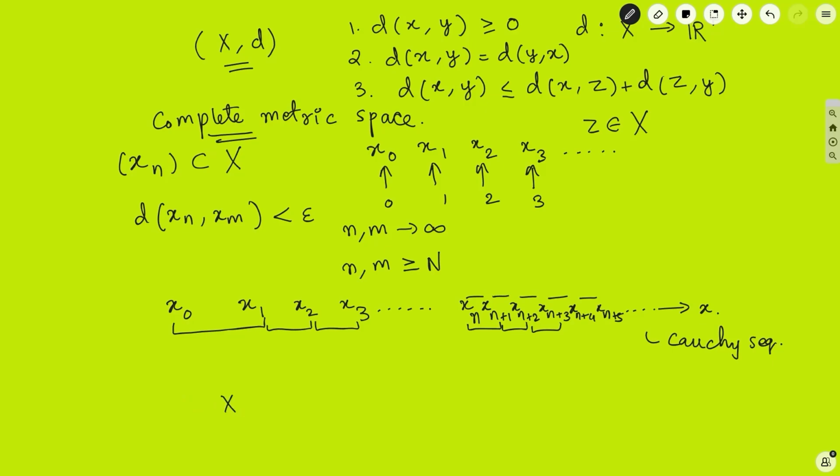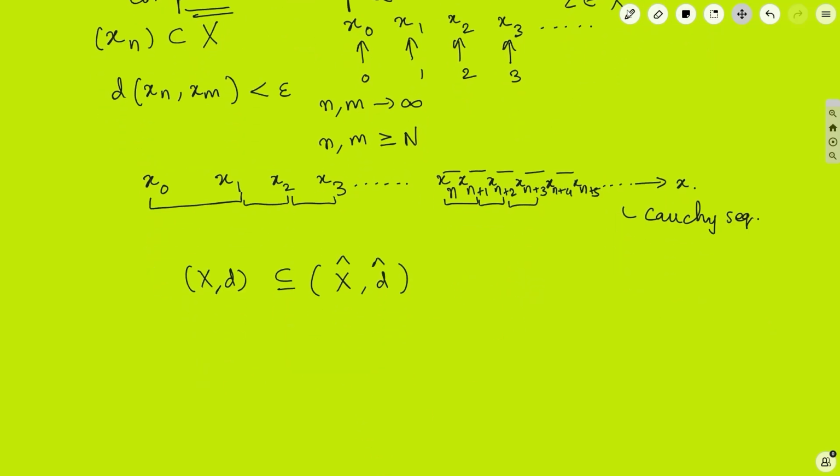Can I have this metric space (X, d) to be inside another space? Let me denote it like this, (X hat, d hat). That means there's another space X hat, which has this metric space embedded in it. Like there's an image of this metric space inside the space, and there's this another metric d hat, right? To be more precise, let me explain what embedding means.